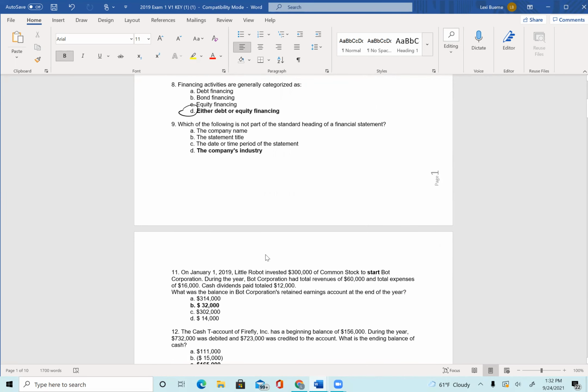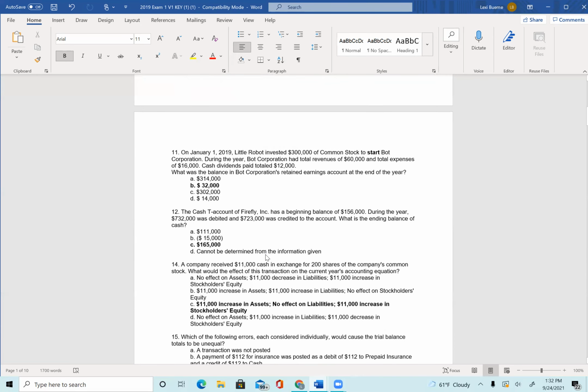So which of the following is not part of the standard heading of a financial statement? So the company's industry is not a part of it. So like we've done these in homeworks, you always have to put the company's name, the title, like if it's a balance sheet, income statement, etc. And then you always put like either at September 30th or for the month ending, etc. And then let's see what's next.